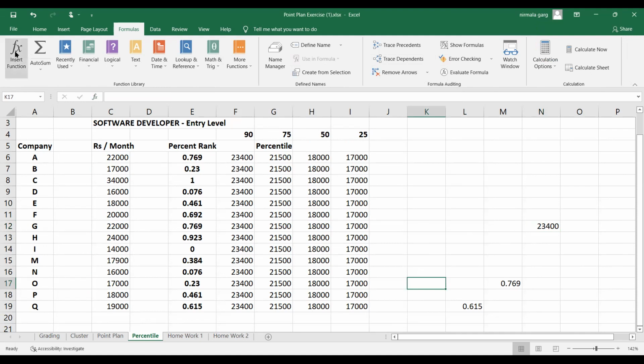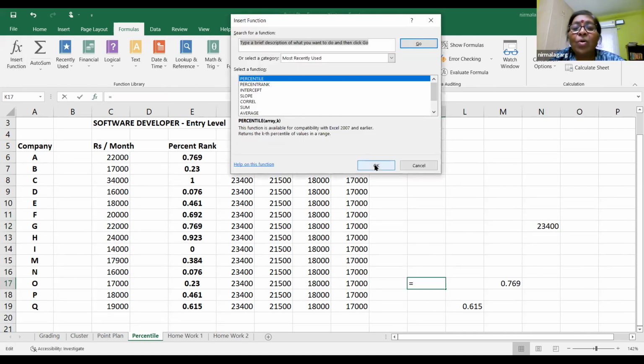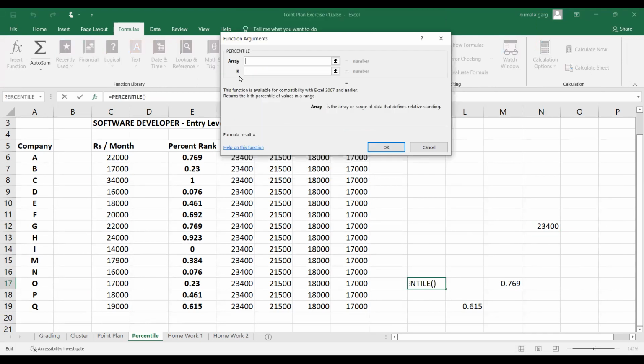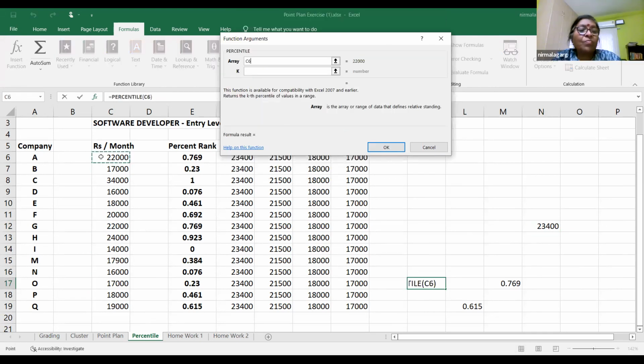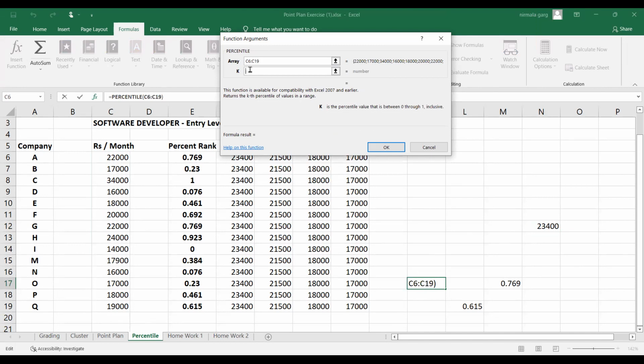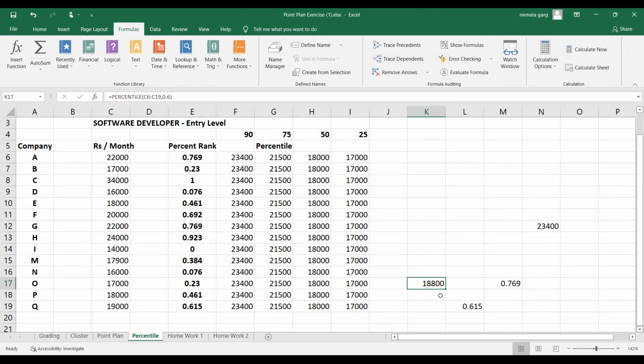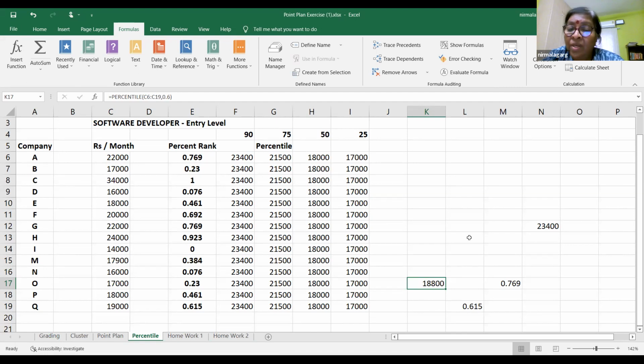Let me see. Insert function. Then what next? Tell me. Percentile. Then array, and into 0.6. Then I will say okay. 18,800. So you are a company that doesn't know the salary, because you haven't employed anyone. So if you say I will pay at the 90th, you will pay 23,400. Or if you are deciding for the 60th, you will say 18,800.